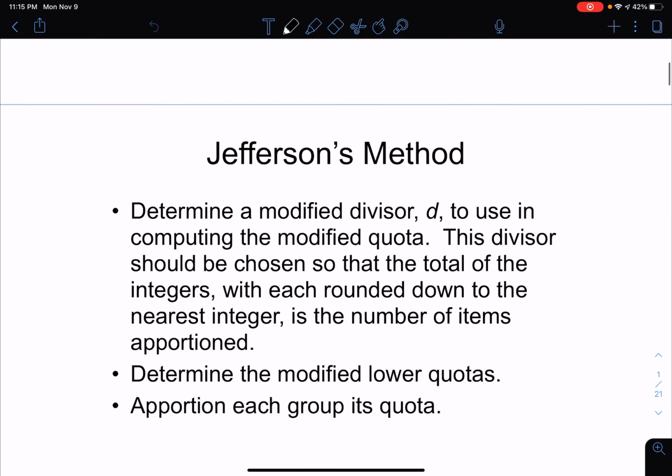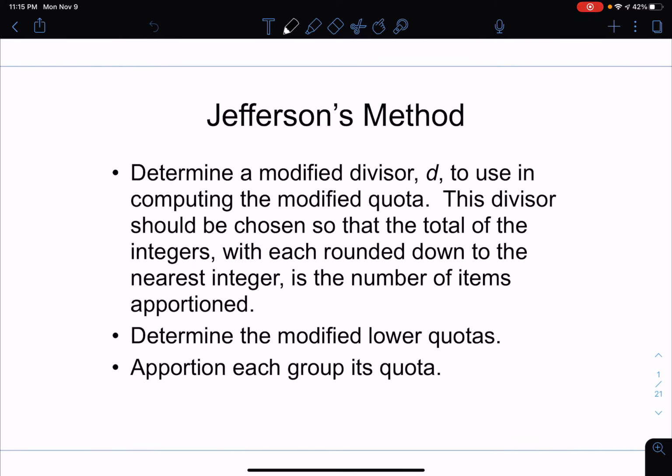Okay, so the first one, Jefferson's method: you determine a modified divisor to use in computing what they'll call the modified quotas. Instead of standard quotas, since it's not the standard divisor, you're going to call it the modified quotas. In Jefferson's method, you want to choose it so that the total of the integers, after you've rounded each down to the nearest integer, is the number of items that's been apportioned. So you're basically determining what are called modified lower quotas, rather than just lower quotas as in the quota methods. These are modified lower quotas. And then once you get the numbers to work, you apportion each group that quota.